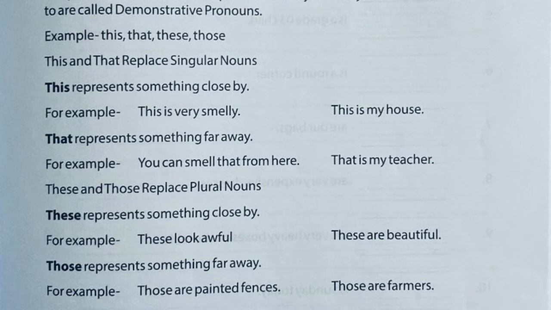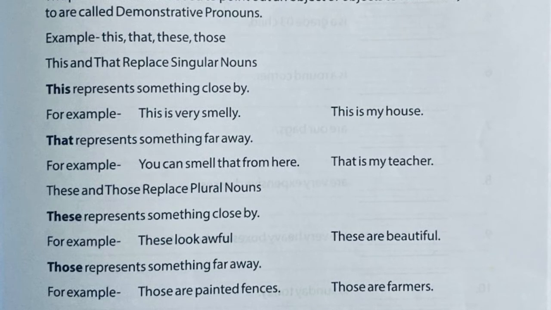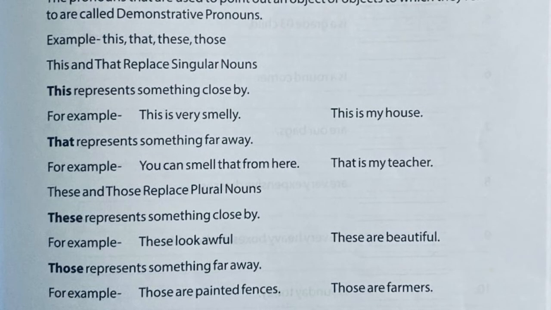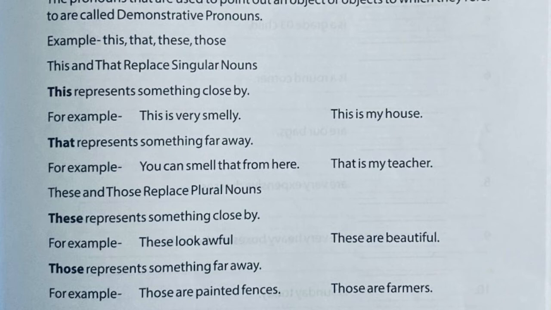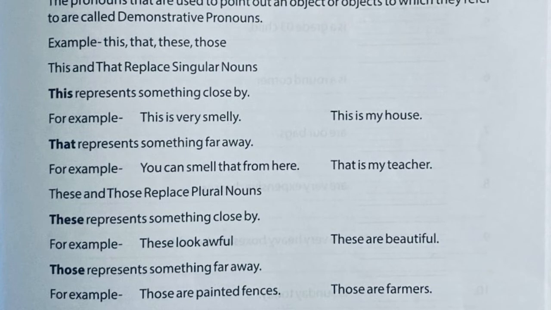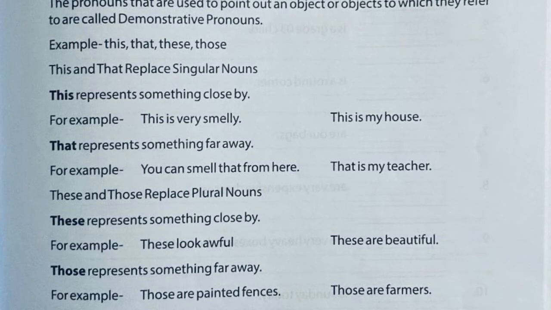These represent something close by, as I have told you earlier. These look awful. These are beautiful. Those represent something far away. For example, those are painted fences. Those are farmers. Okay, so the things we have discussed earlier with the help of the picture, the same thing they have given in the book also.